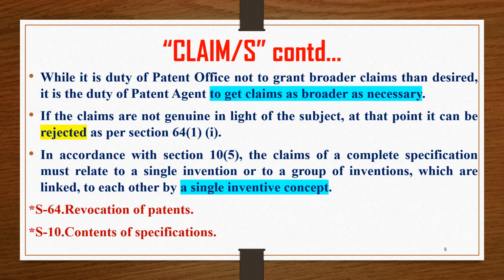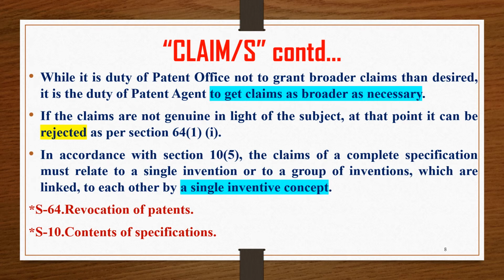For example, that's why it is written here. You just listen carefully, you can find it. While it is the duty of the patent office not to grant broader claims than desired, it is the duty of the patent agent to get claims as broad as necessary. So this way, by putting some limitations, the best claim comes out.